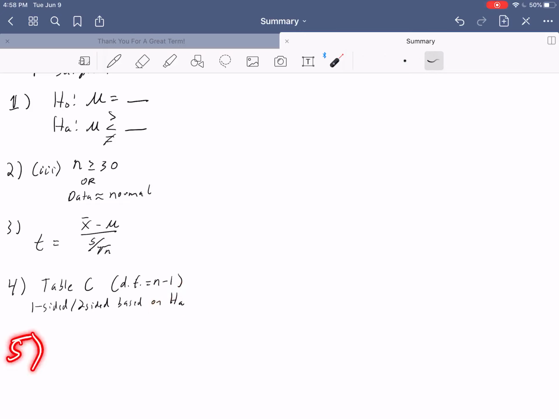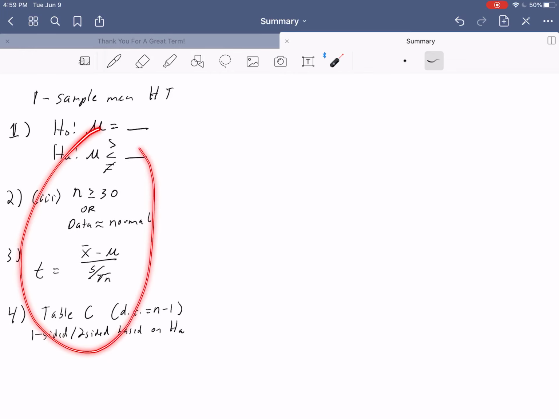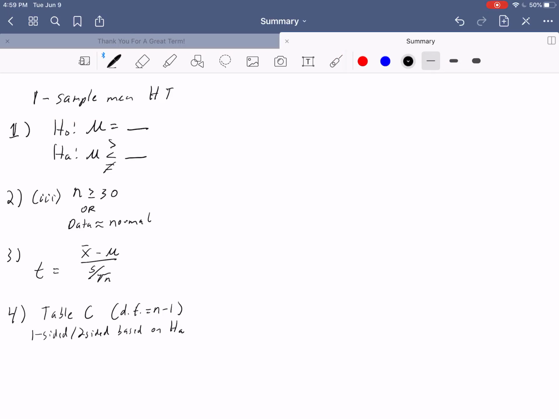Do I need to say anything about step 5? No. Why not? Because step 5, making the conclusion, is the same for every hypothesis test. P-value less than alpha, reject. P-value greater than alpha, fail to reject. So these 4 pieces show the things that are most unique about the one sample mean hypothesis test.